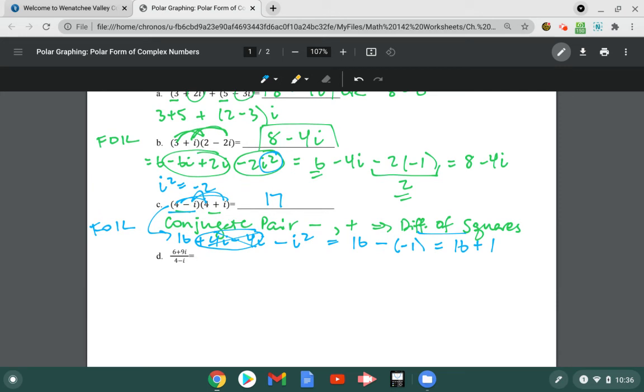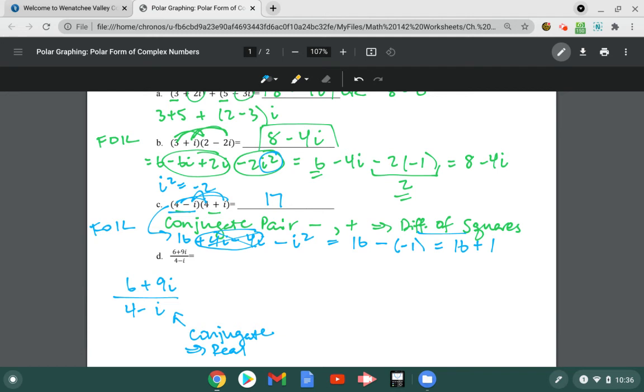So for part D, I want to do this division, but it's really not going to feel like a division at all. I'm going to take this fraction, and I am going to multiply the denominator by the conjugate pair. So I want to use the conjugate. I want to make the denominator real, because I can work with that.